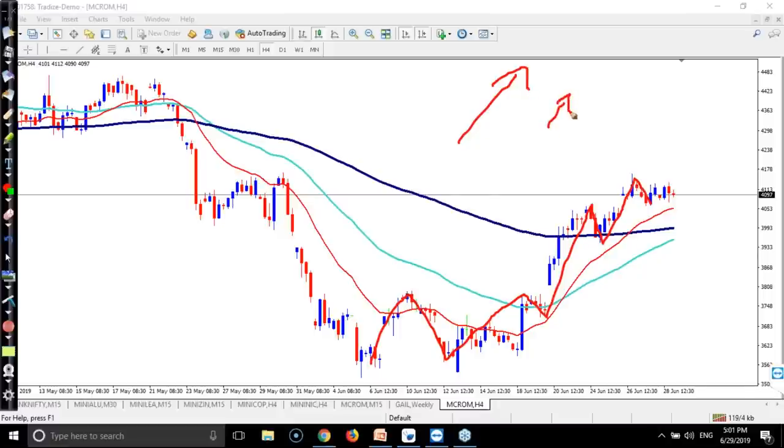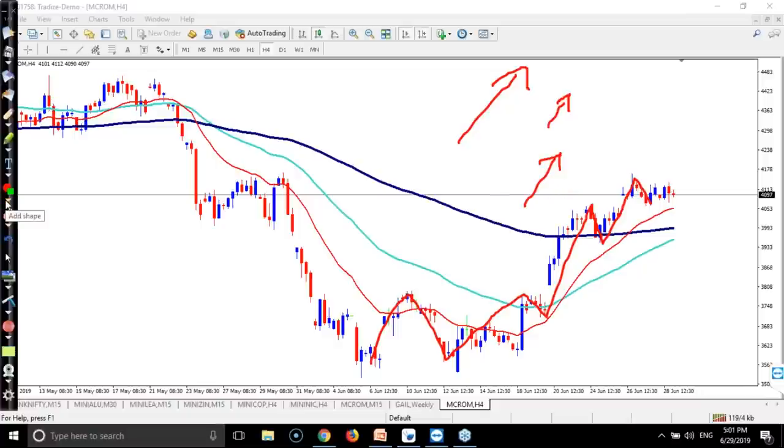It is very dangerous to catch a falling knife. And don't try to be a counter trader. It's a big motto: always trade with the trend. Don't try to change the trend, right? We have seen a 4 hour uptrend, so we'll take only buys. Right, so let me tell you.